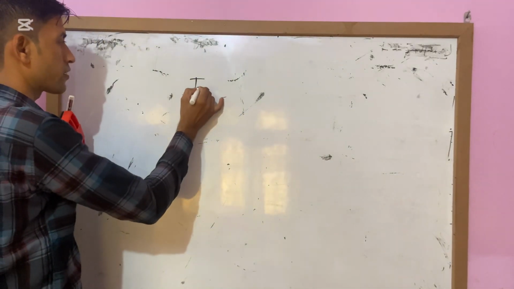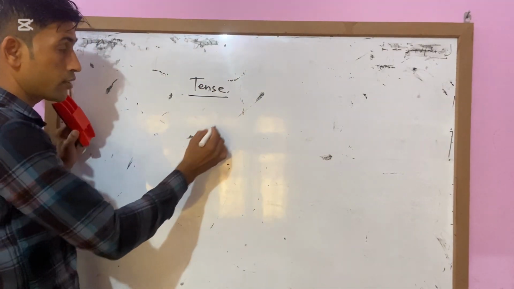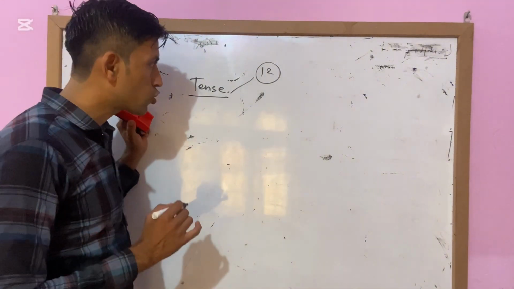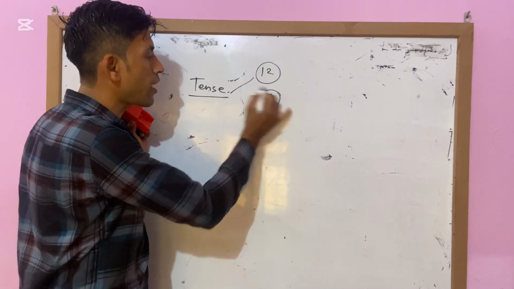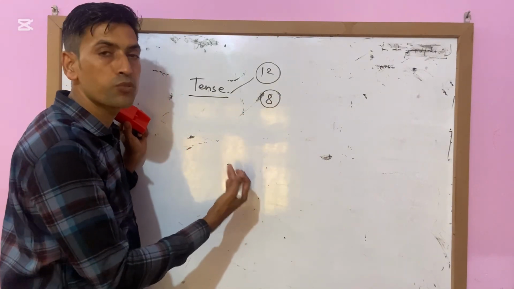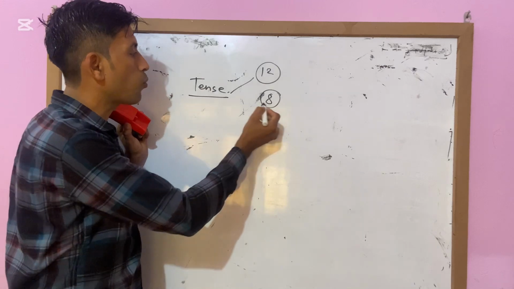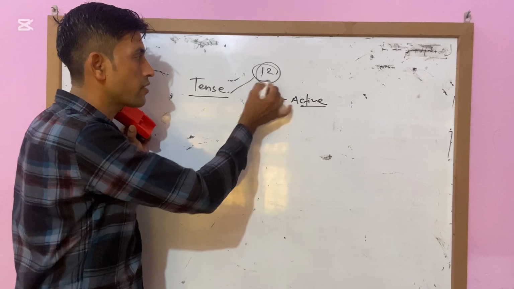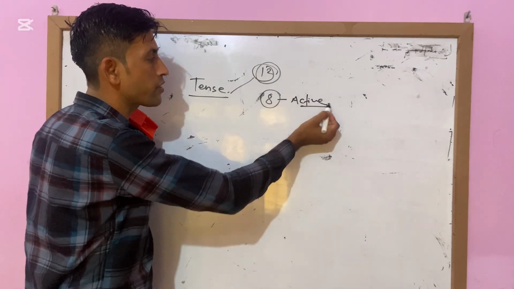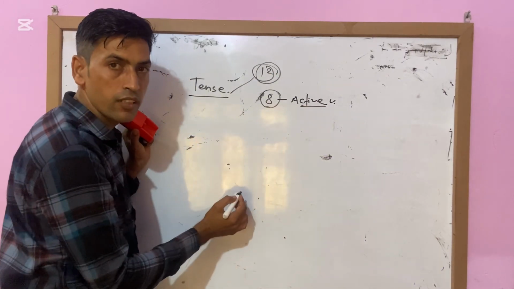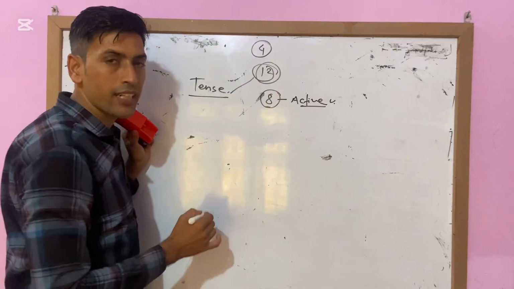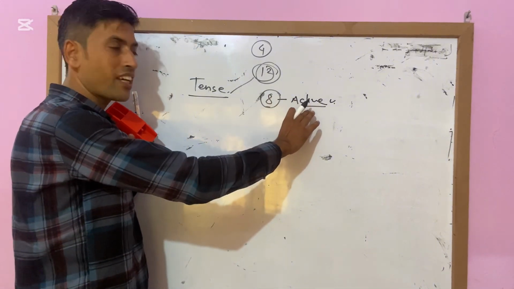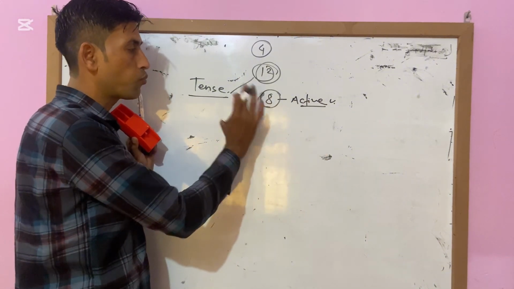Number one is tense. There are 12 tenses, right? Only 8 tenses can we change from active to passive. There are 12 tenses, but only 8 are active voice. It means 4 are not active, that we cannot change into the passive. So 8 we can change into the passive, 4 we cannot change.